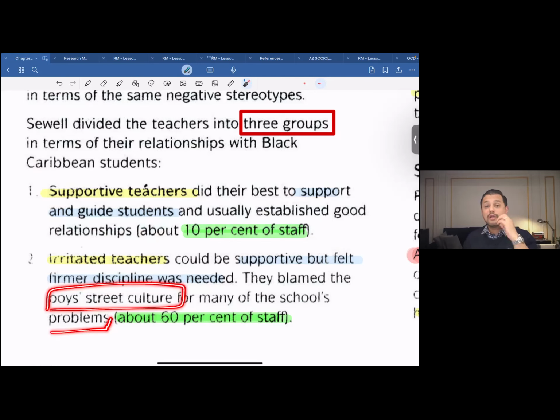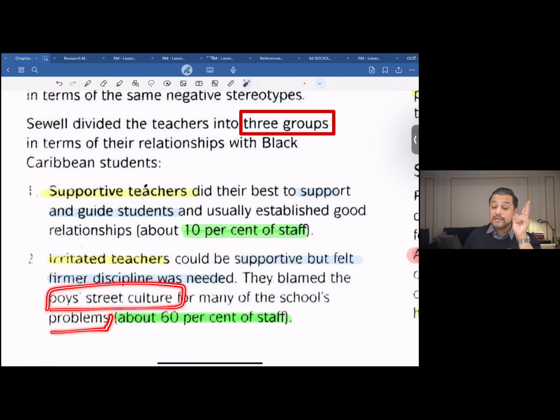So let me remind you, Tony Seville, through his research that was conducted in 1997, tried dividing teachers into different categories based on the relationship they held with Black pupils. Number one, we spoke about supportive teachers, but they only made 10%. Number two, we spoke about irritated teachers.